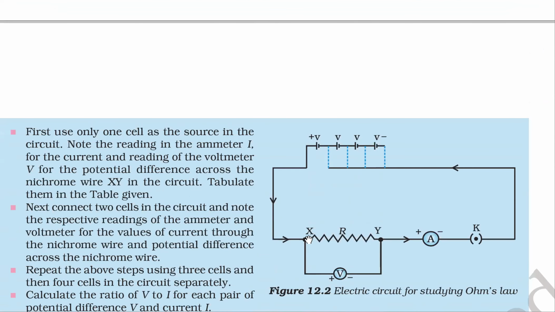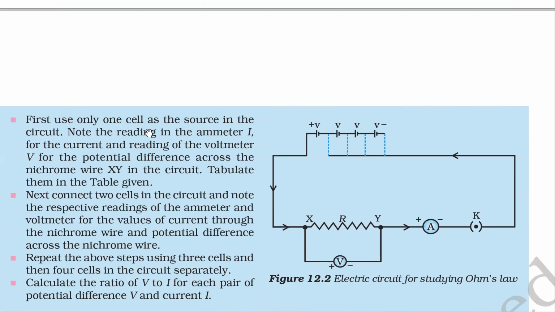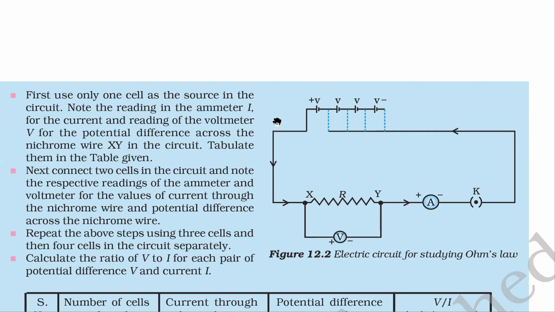So we have taken a nichrome wire and various cells: this 1, 2, 3, 4. Why are they shown by these dotted lines? Because we have not connected them all together. In the first step we will connect only one cell, in the next step 2 cells, in the next 3, in the next 4, this way. And this is a circuit.